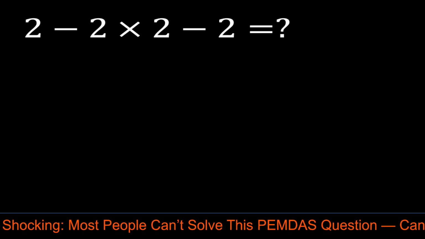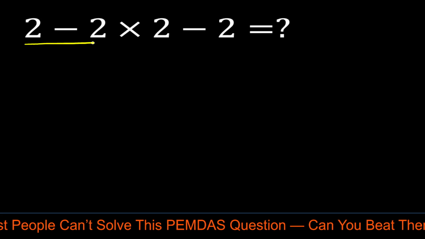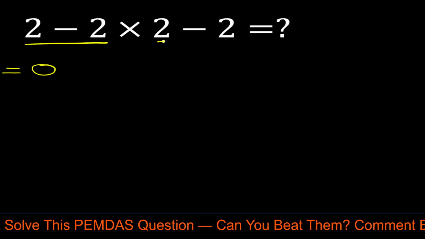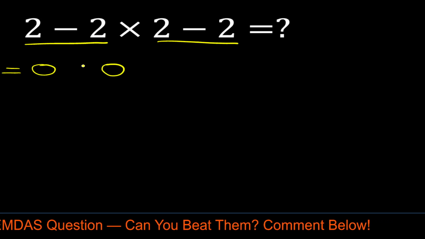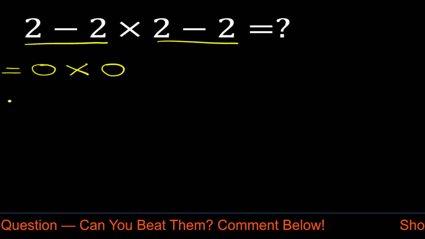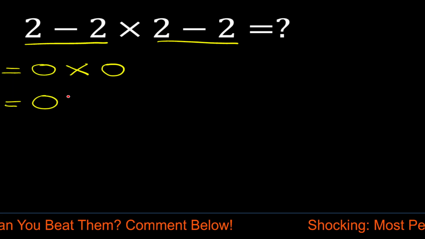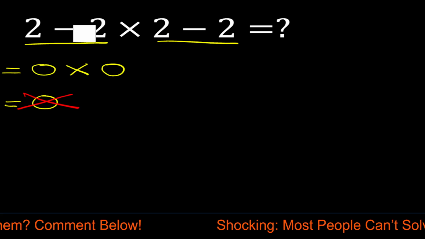So most people solve this question like 2 minus 2. So 2 minus 2 is equal to 0. Then again 2 minus 2. So 2 minus 2 is equal to 0, right? Now 0 times 0. So 0 times 0 is equal to 0. But this answer is not correct. This answer is completely wrong.